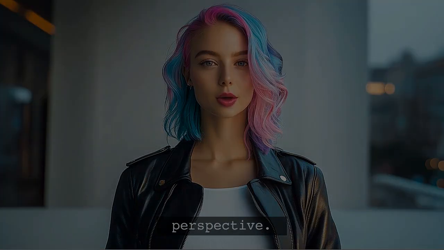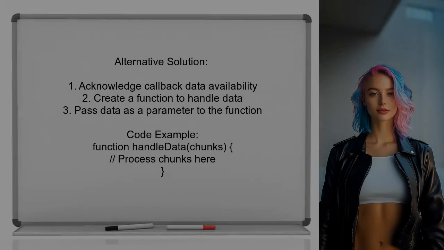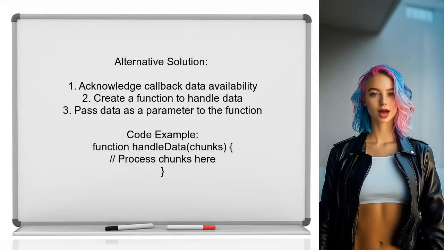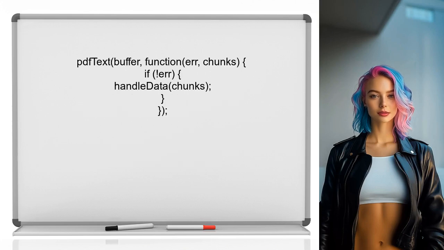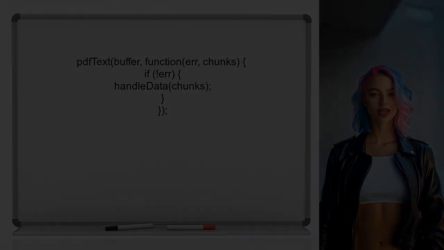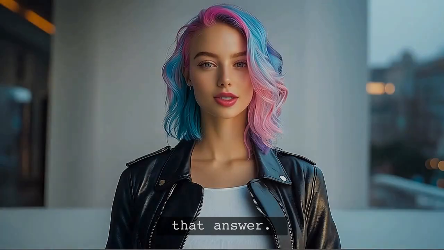Let's see another perspective. This user points out that you can't access the data outside of the callback because it only becomes available when the callback is executed. They suggest that instead of trying to use a global variable, you should create a function that can be called from within the callback. This function can then receive the data as a parameter. That's it for that answer.